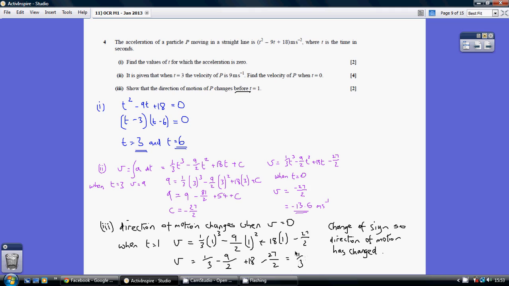So we can see that the velocity has gone from being negative at t equals 0, minus 13.5, to a positive when t equals 1, a positive a third. So it stands to reason then that somewhere between 0 seconds and 1 second we have gone through v being 0, so we can conclude that there's been a change of sign, so the direction of motion has changed.